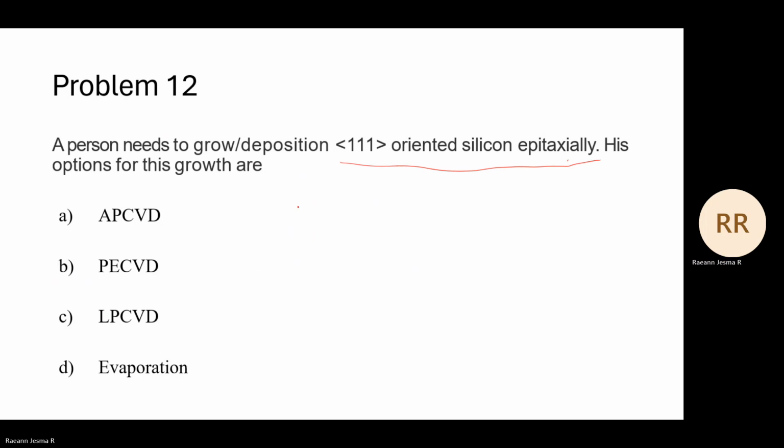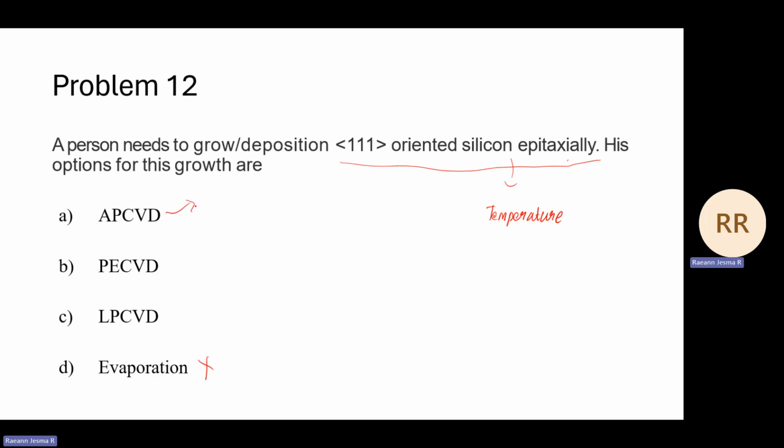Okay. So it is not evaporation. Then among these three, we have to see which one is the correct one. In order to grow epitaxial films, or films of very high quality, we need very high temperature, because for that orientation there should be a sufficient amount of energy given for the reorientation to happen.